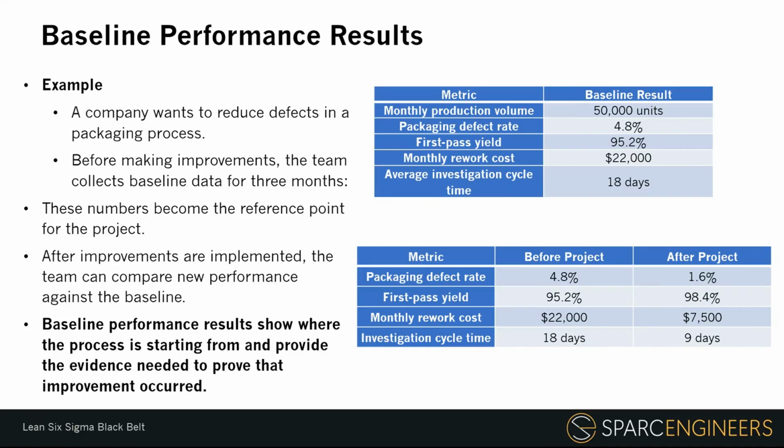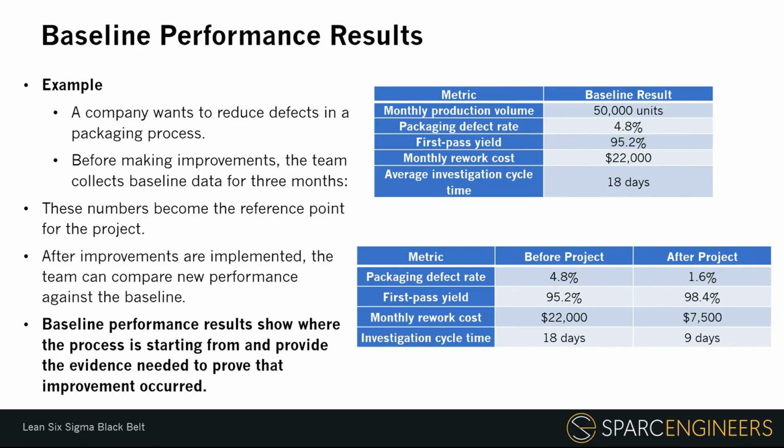This before and after comparison is powerful because it shows improvement across multiple dimensions. The project did not only reduce defects. It also improved yield, reduced cost, and shortened investigation time. Let's look at the cost impact. Rework cost dropped from $22,000 per month to $7,500 per month. That is a reduction of $14,500 per month.